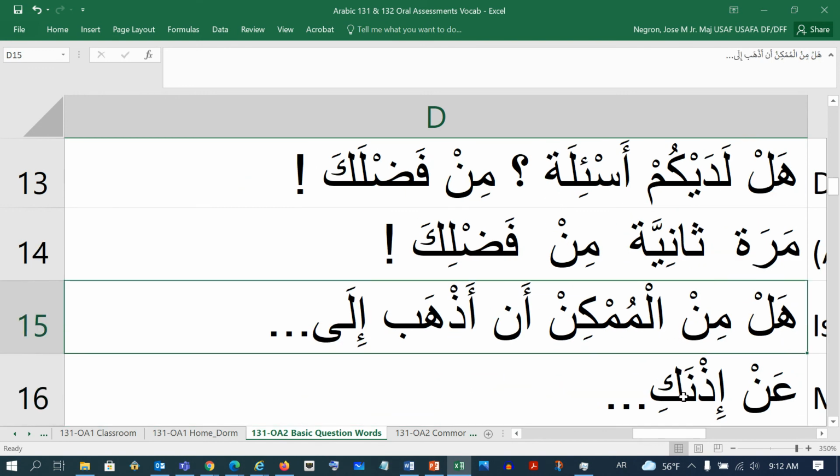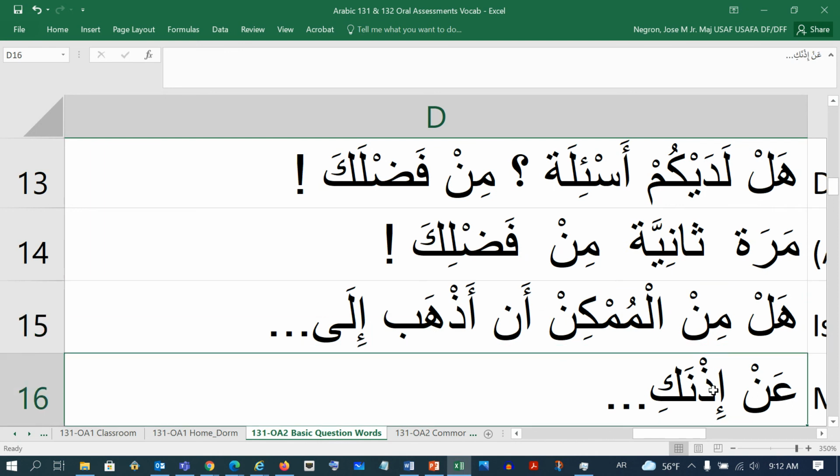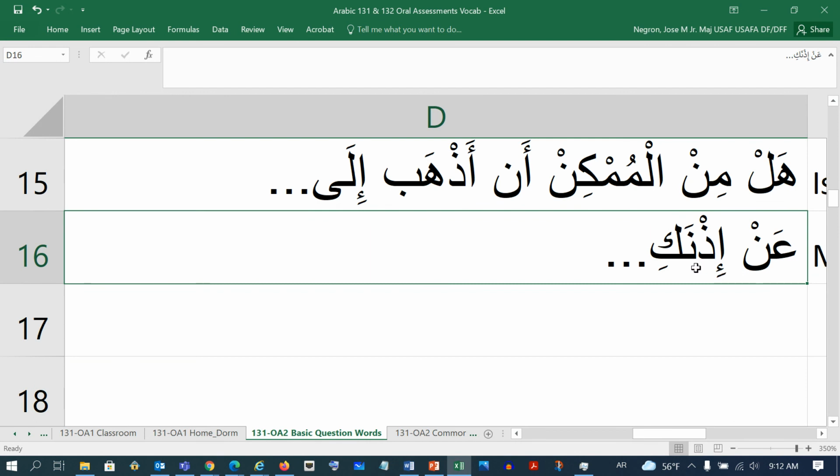And you might hear hal min al mumkin an adhhab ila, is it of a possibility to go to al-hammam, the bathroom, for example. Or instead, someone might say an idhnaka or an idhnaki, which means please, or may I have your permission.